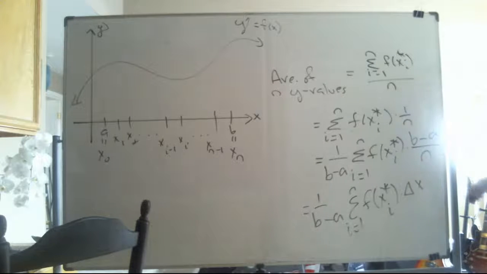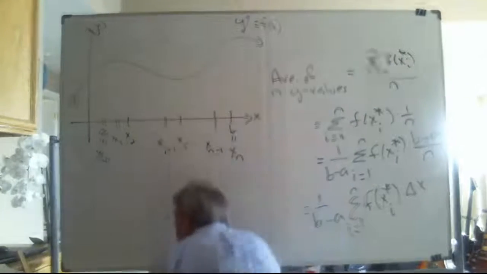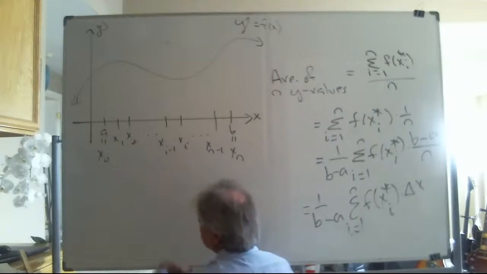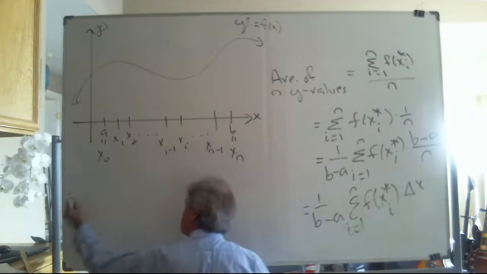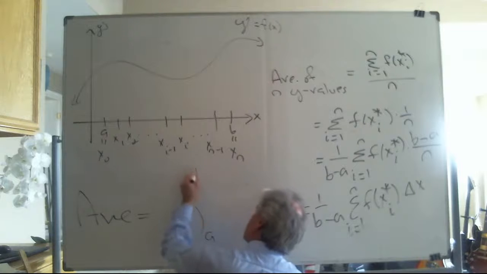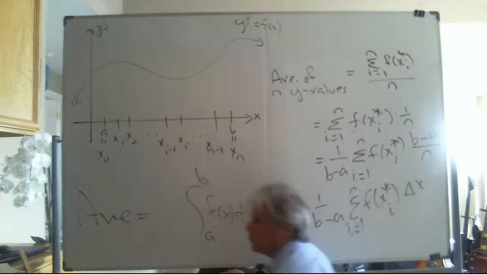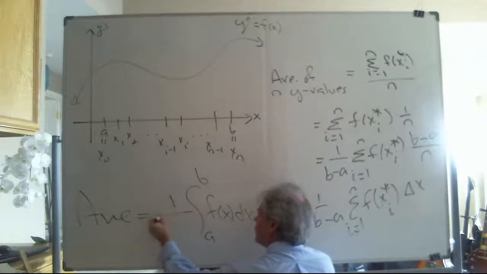Now, when I take the limit of this Riemann sum, it tells me that the average of an infinite collection of y values over some interval, if the curve is described by some function, can be interpreted as nothing more than this interval, with a coefficient out front.